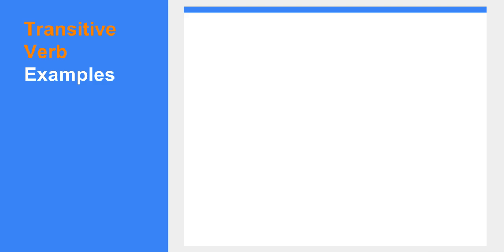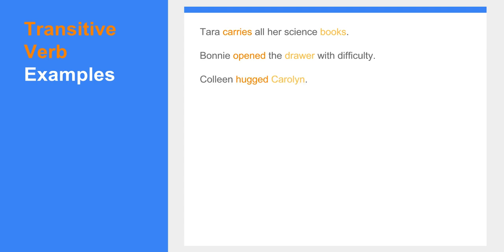So let's take a look at a few examples. Tara carries all her science books. We already said that carries is an action verb, so she carries what? Books. Books are a noun, therefore carries is transitive. Bonnie opened the drawer with difficulty. Bonnie opened what? The drawer. Therefore, drawer is a noun and it is transitive. Colleen hugged Carolyn. Colleen hugged who? Carolyn. Yep, hugged is transitive.